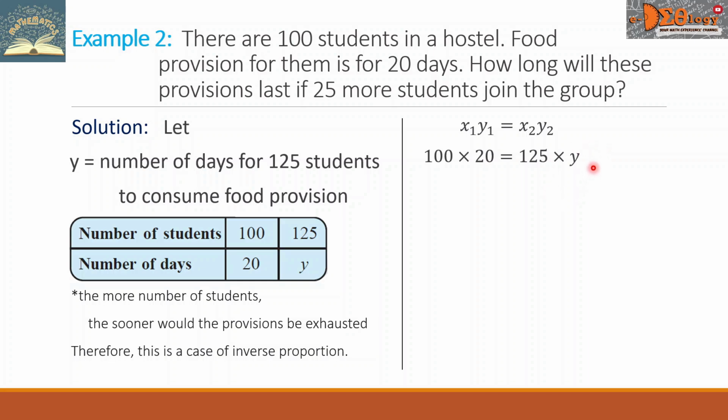Let us solve for y. We divide this equation by 125. And this 125 will come as denominator on the left side. In the numerator is 100 times 20. That is 2000 divided by 125. And the value of y is 16, and this is in days. So it takes 16 days for 125 students to consume the food provision.